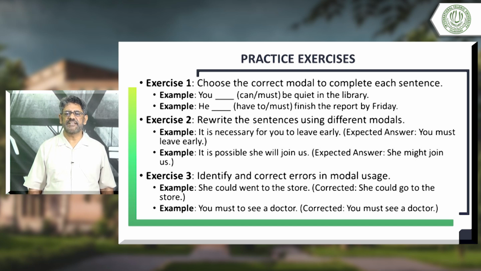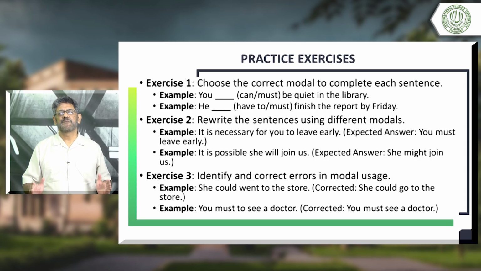Exercise 2. Rewrite the sentences using different modals. Example, it is necessary for you to leave early. Instead of saying such a long sentence, answer, you must leave early. You know, for necessity, we said must, right? You remember, you must leave early.